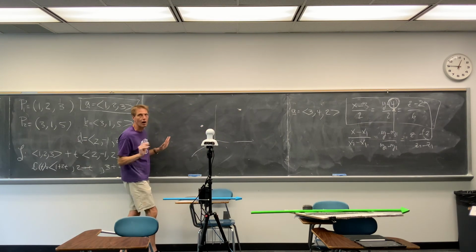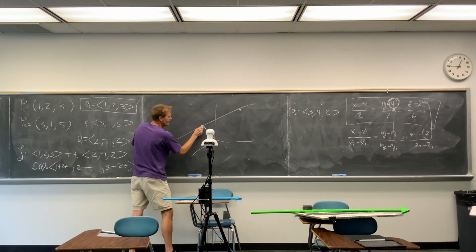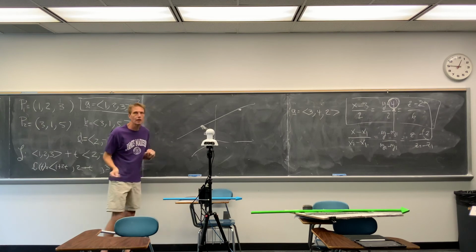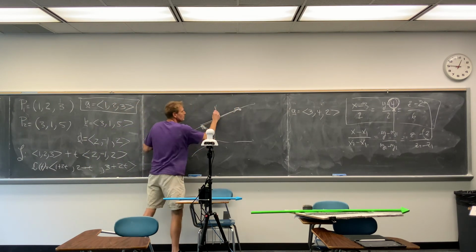Two points. I'm the artist. So we just got that. There's A, our position vector. Now we want our direction vector.